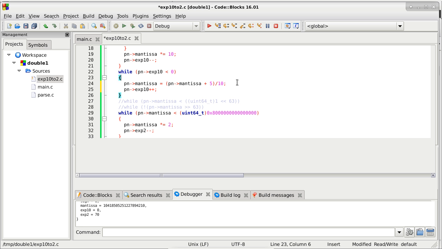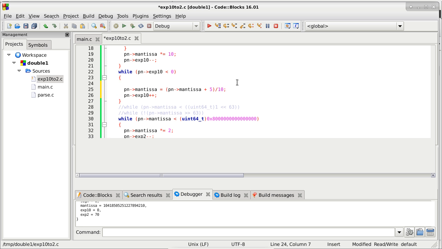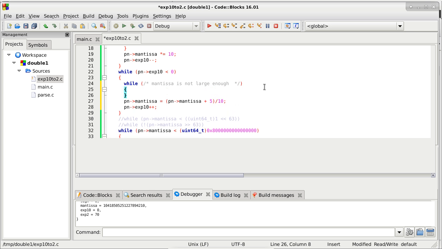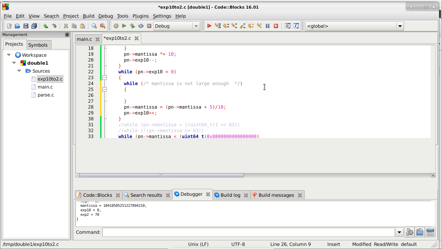All right. But if I need to do something like this, there's a division by 10, and I want to maximize accuracy, that means I want to maximize the mantissa before I do the plus 5 and division by 10. So that means I have a loop here, while mantissa is not large enough. I'm just using comments here, and then I'll specify the code later. What do I do in this loop here? How do I make the mantissa bigger and bigger and bigger?